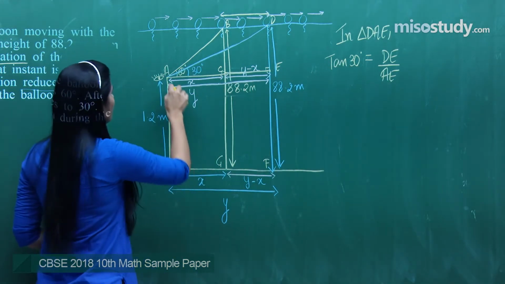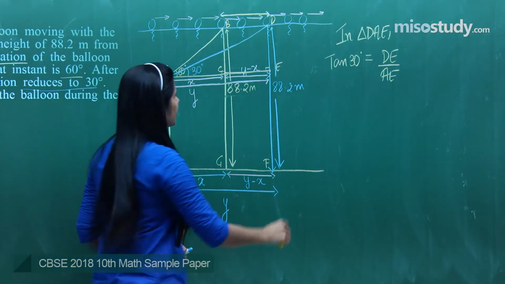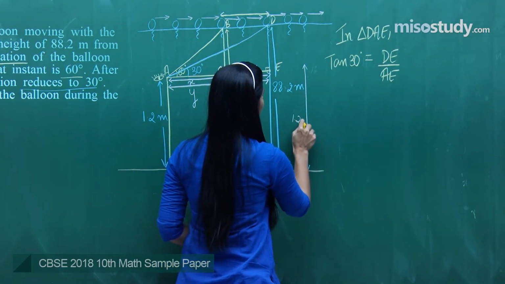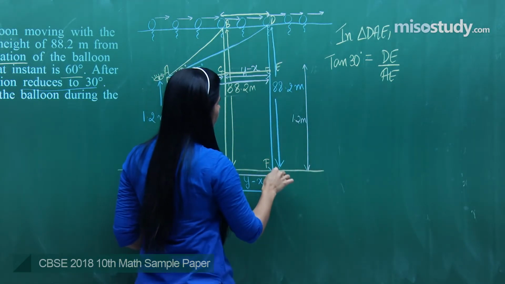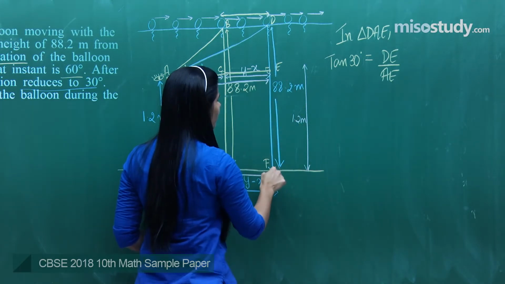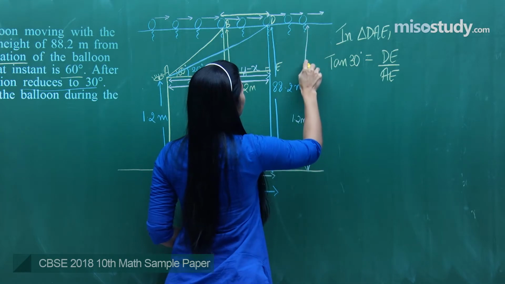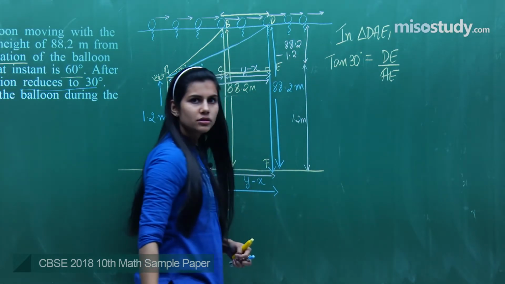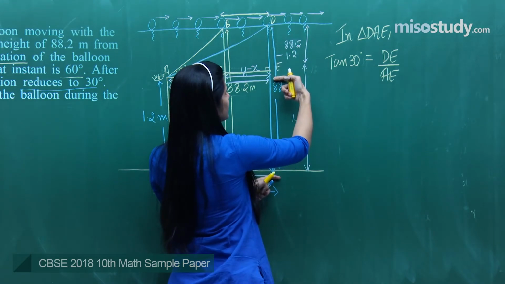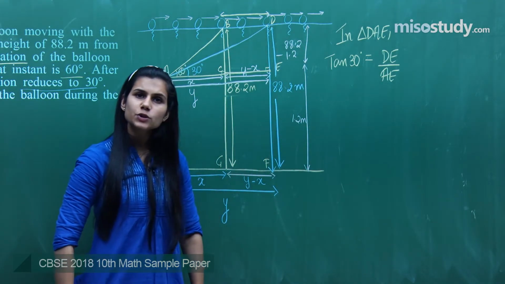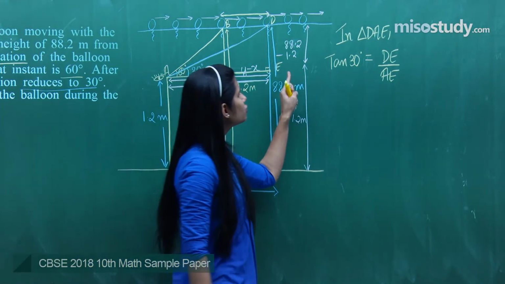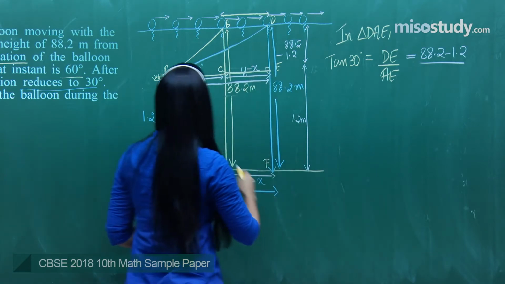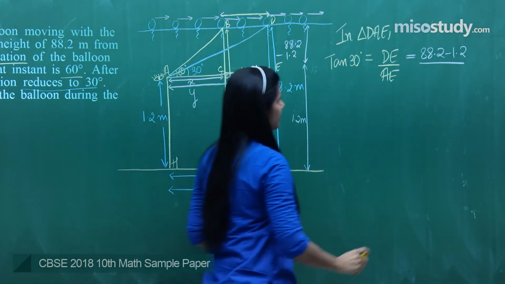Now understand. From A to H, the length is 1.2. That means from this point E to point F, this is 1.2. So from D to F, the length is 88.2 and from E to F, it's 1.2. So from D to E, what is the length? Isn't it 88.2 minus 1.2? Now this much is 88.2, this much is 1.2, so this much is 88.2 minus 1.2, and 88.2 minus 1.2 is what is your DE upon AE. So AE has length equal to y.